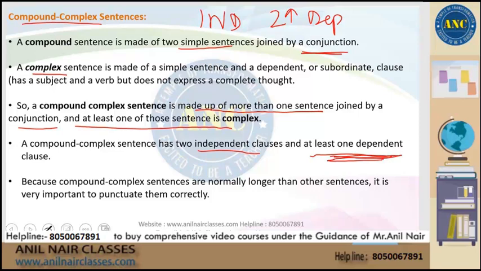Because compound complex sentences are normally longer than other sentences, it is important to punctuate them correctly. If you don't put the full stops where needed, or a comma, or whatever punctuation is necessary, the sentence will not make complete sense. You will not be able to understand it, right? Hence, punctuation in a compound complex sentence is very necessary.